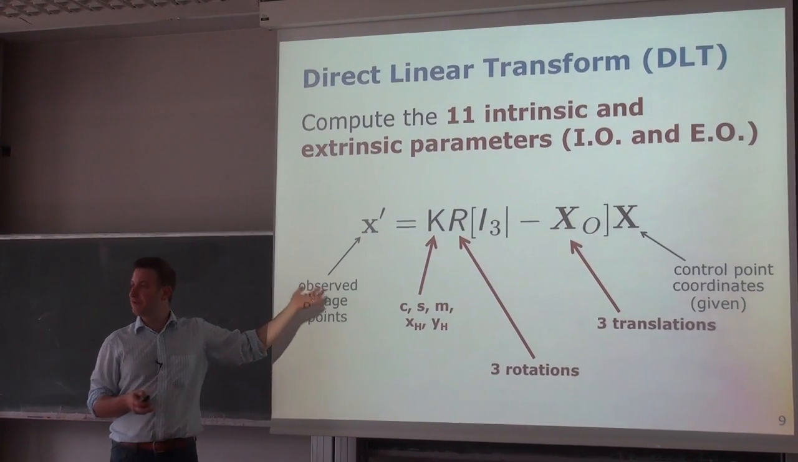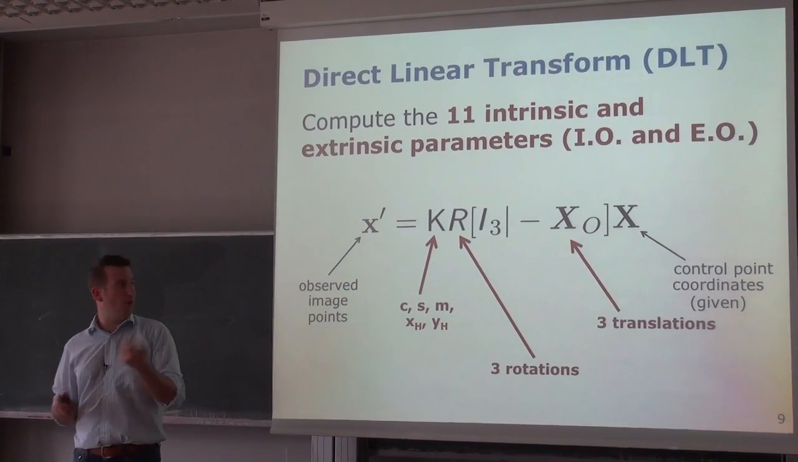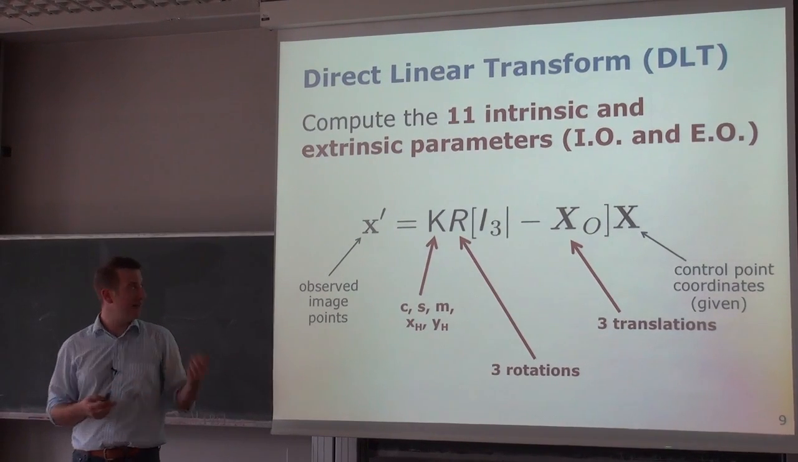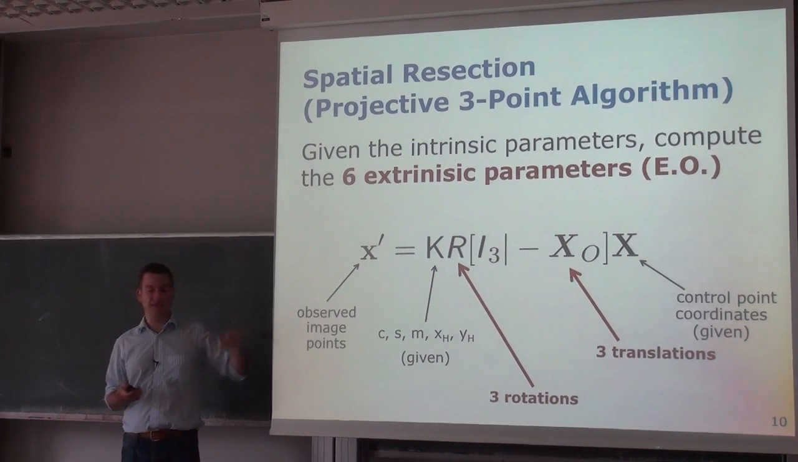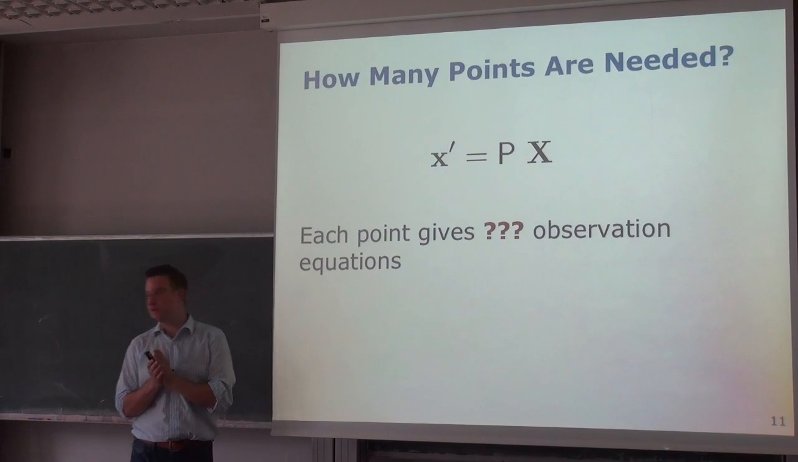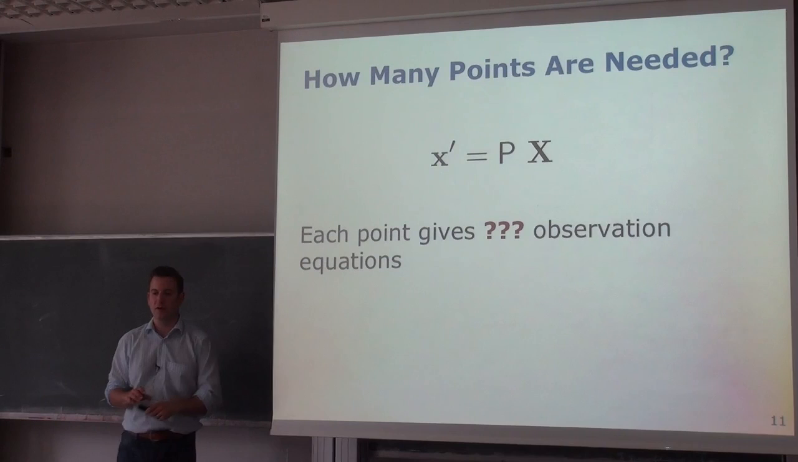Obviously, we need more observations if we try to solve this task, so we need to know more control points and need to observe those points in our images. And we need less for the projective 3-point algorithm, but that's something which will actually happen next week. Okay, so the first thing we may ask ourselves, how many control points do we need to know?